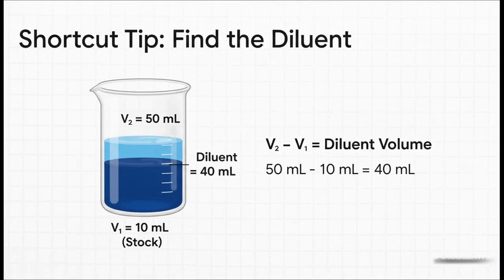Now, listen up because here comes the pro tip. This is where the PTCB loves to set a trap. Sometimes they'll ask for the stock volume needed, which is V1, or 10 milliliters. But other times, they'll ask for the amount of diluent, the stuff you mix the stock with. The rule is simple. Always solve for V1 first. Then, if they ask for the diluent, just subtract V1 from your total volume, V2. So in this case, 50 milliliters minus 10 milliliters gives us 40 milliliters of diluent. You have to read the question carefully.